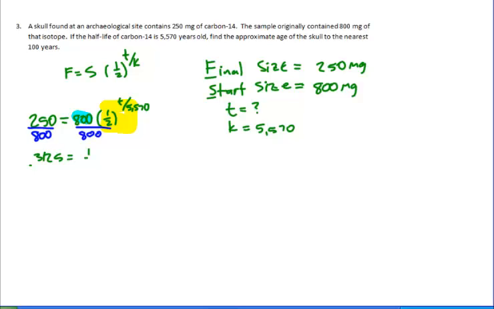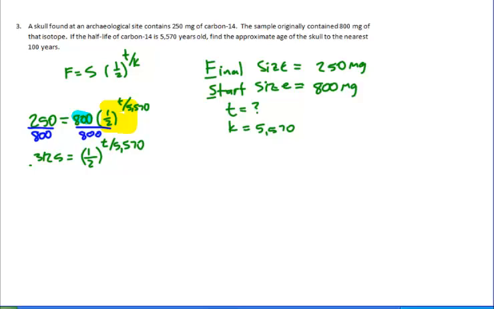And that's going to be equal to 1/2 to the T over 5,570th power. Okay. Since T is in the exponent, there's no way to actually solve for it. However, we can rewrite this problem as a logarithm. And when we rewrite it as a logarithm, we can actually get the T all by itself.